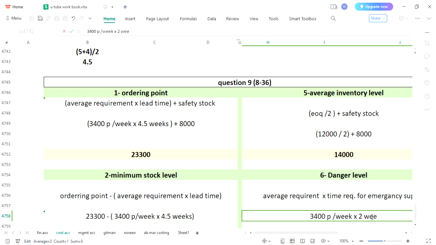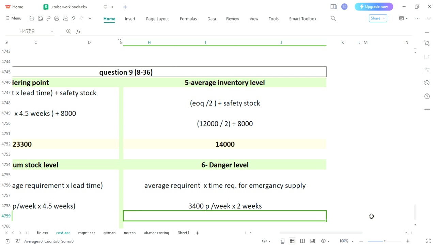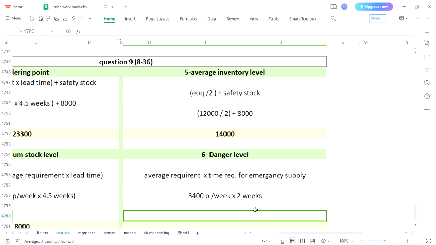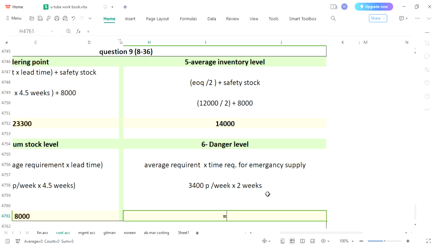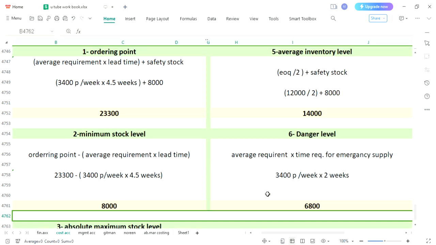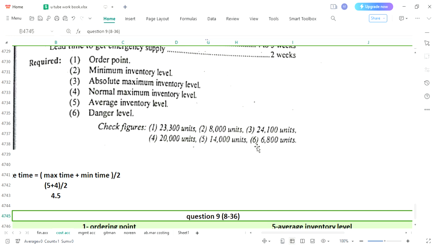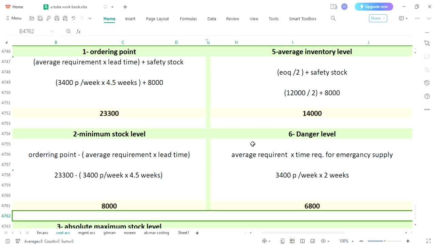And as you can see that even in danger level, our requirement would automatically be completed, because average requirement is also given in terms of weeks, while time is given in terms of week as well. So there is no need to change. We can directly put it on our calculator, 3400, and it would be multiplied with 2. So we have got 6800 as danger level, and look at here, 6th requirement was danger level, and answer is also 6800. In this way, all 6 requirements have been completed.